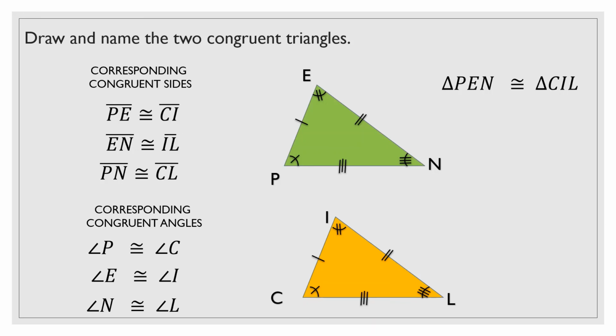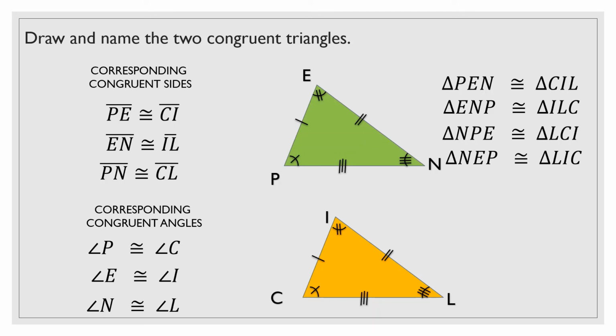Kung meron tayong ibang pangalan ng triangle, pwede rin that triangle ENP congruent to triangle ILC. Or triangle NPE congruent to triangle LCI. Or triangle NEP congruent to triangle LIC. Or we have triangle PNE congruent to triangle CLI. And triangle EPN congruent to triangle ICL.